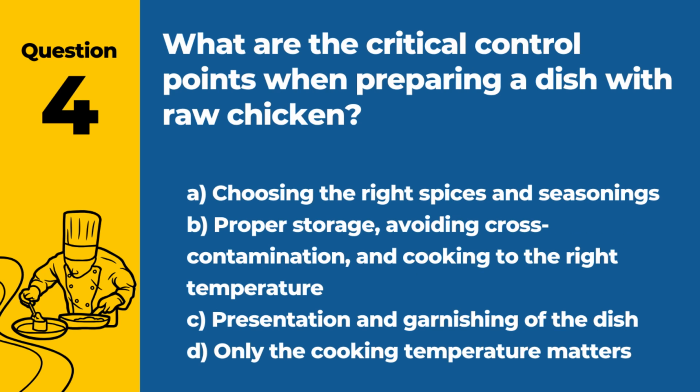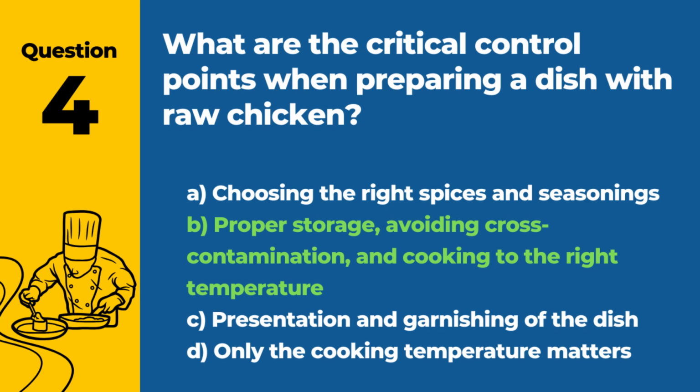Question 4. What are the critical control points when preparing a dish with raw chicken? A. Choosing the right spices and seasonings. B. Proper storage, avoiding cross-contamination, and cooking to the right temperature. C. Presentation and garnishing of the dish. D. Only the cooking temperature matters.